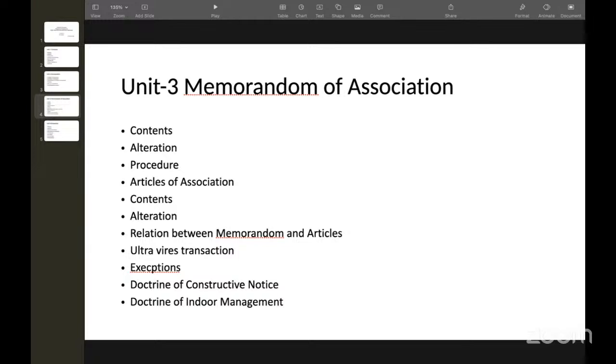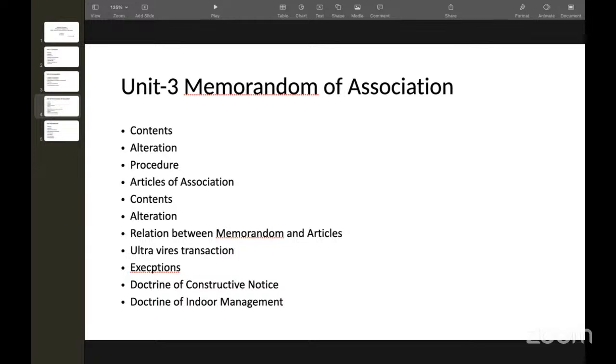Next is registrar filing. The altered MOA along with necessary documents like the special resolution and updated forms is filed with the Registrar of Companies. Notification of alteration. Once approved by the registrar, the change is recorded and the company can legally operate under the altered MOA. Articles of Association, that is AOA.